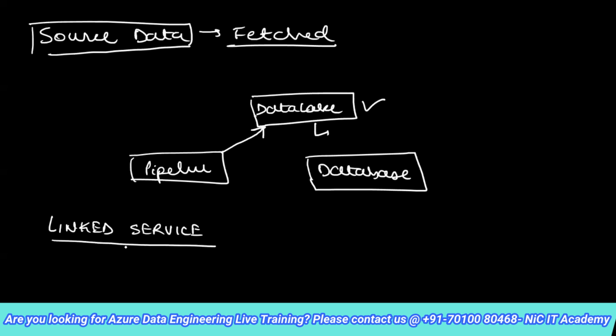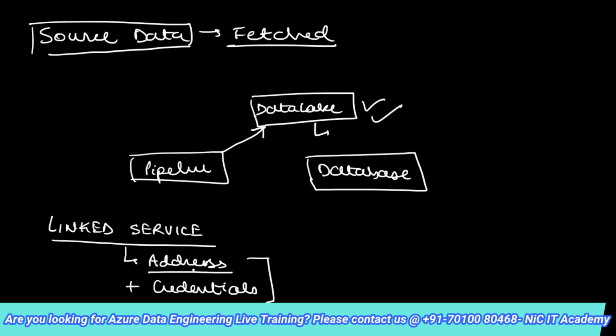The linked service will contain the address of the data store along with the credentials. So now when I have the address and the credentials, can I connect from this pipeline to this data lake and ask for data? The answer is yes. First of all, I need to know the address. So the linked service will only contain two things. Always remember, it will only contain two things: one is the address, along with the credentials to authenticate onto that address.